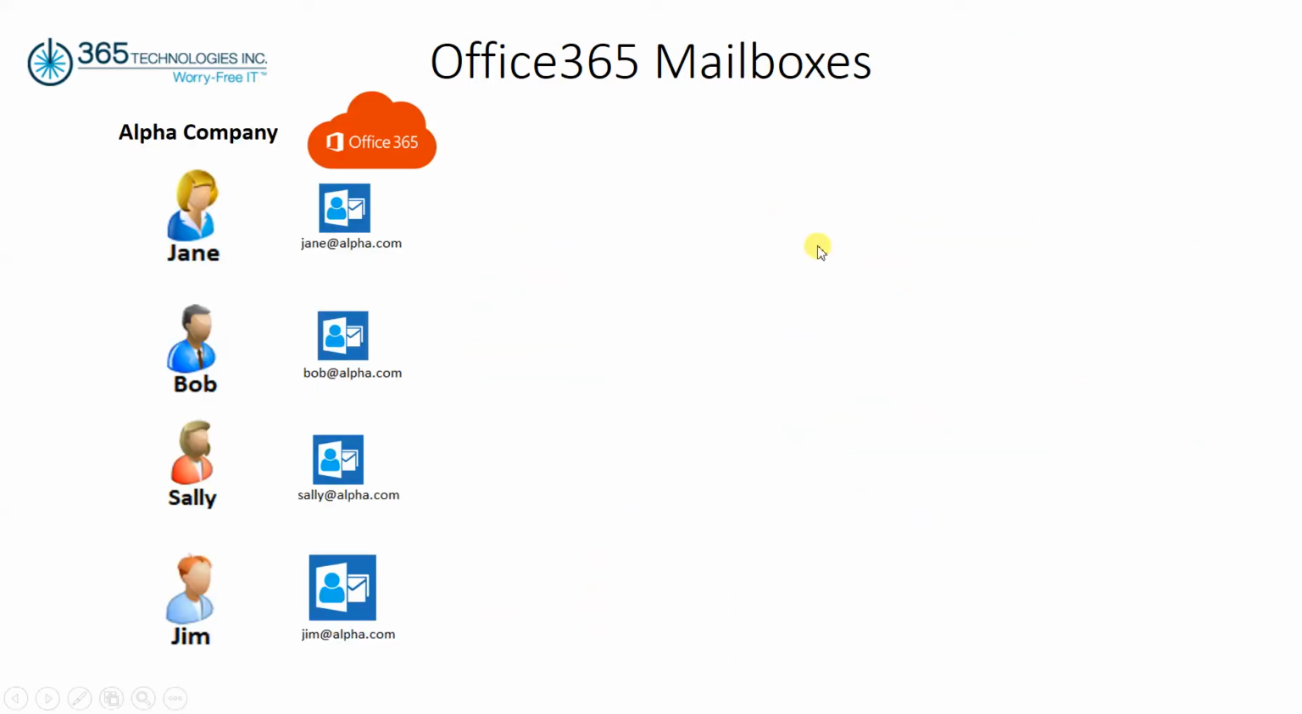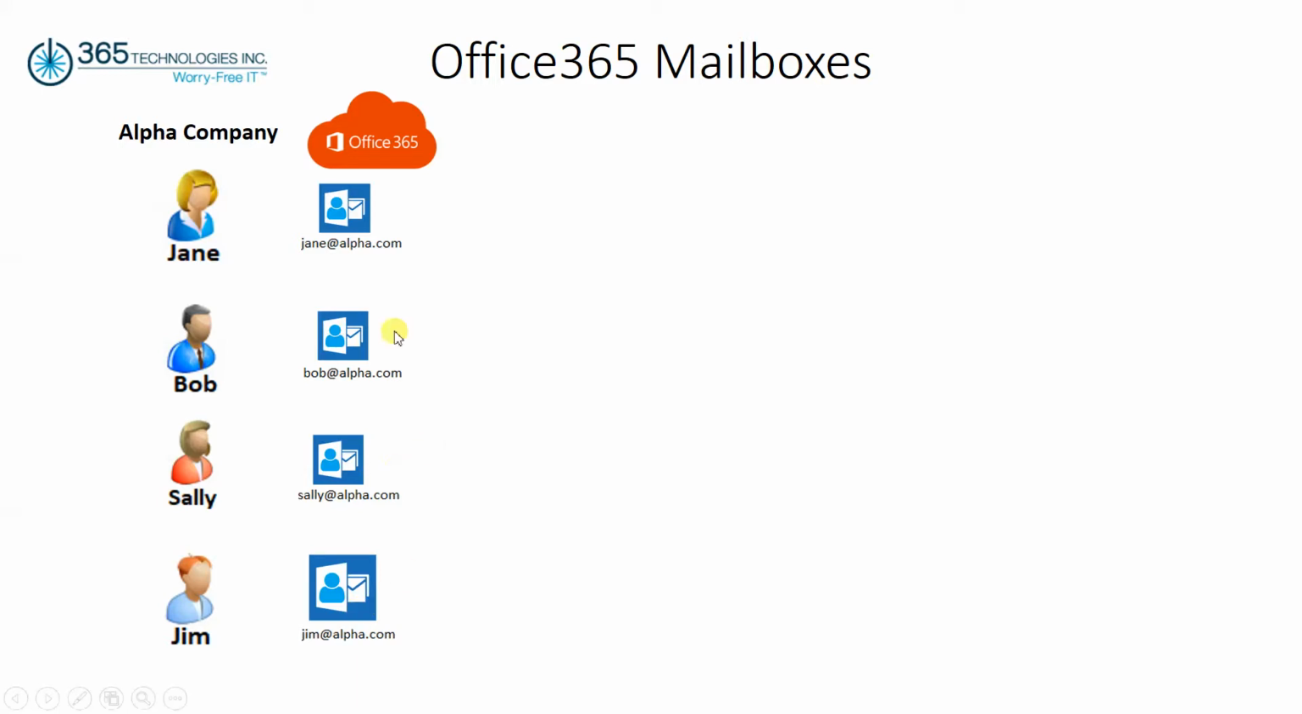So here's Jane with her mailbox, Bob with his primary user mailbox, Sally with hers, and Jim with his. So this would be 4 user mailboxes, 4 licenses for Office 365 Business Essentials or Business Premium.